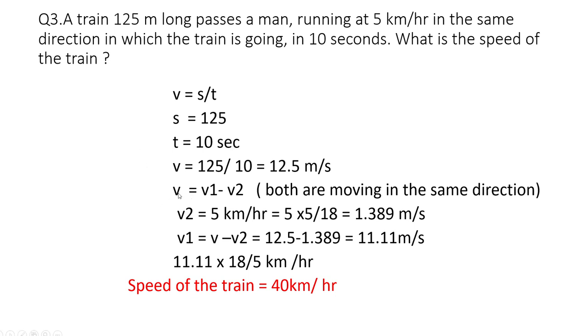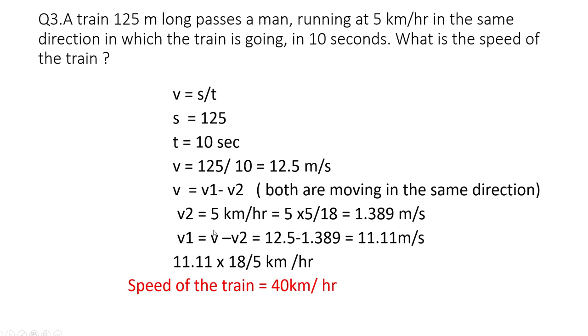So here we have V is equal to V1 minus V2 because they are moving in the same direction. So here we have V is equal to 12.5, and V2 is the velocity of the man who is running at a speed of 5 km per hour. So V2 is equal to 5 km per hour. That's equal to 5 into 5 by 18, 1.389 meter per second.